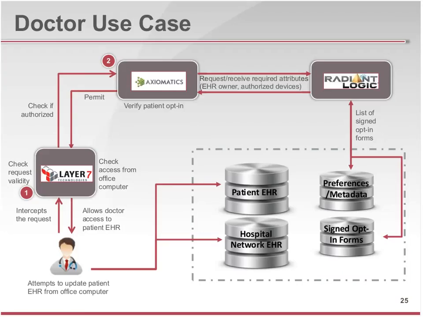What Axiomatics does is then use Radiant Logic, as I discussed. Radiant Logic will query this opt-in repository, and sure enough, this patient has opted in. The doctor is allowed to use this information as part of clinical care. Axiomatics applies the policy. Policy comes back as a permit, and the doctor is allowed to perform the care that they are required.